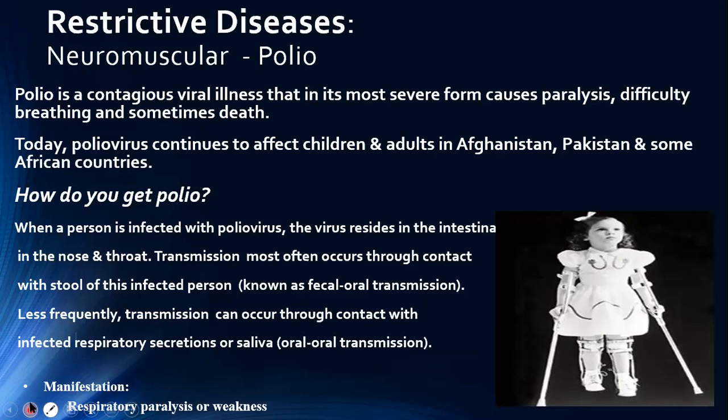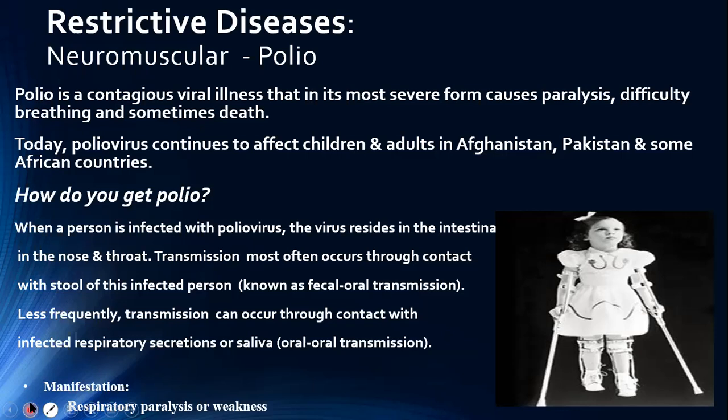When a person is infected with polio virus, the virus resides in the intestine, in the nose, and the throat. Transmission often occurs through contact with stool of the infected person, known as fecal-oral transmission. So that means you're not washing your hands after you use the bathroom, and you put your hands in your mouth, or you touch something else that somebody else puts in their mouth, and that's how it's transmitted, from feces.